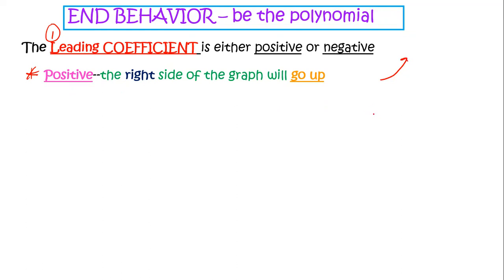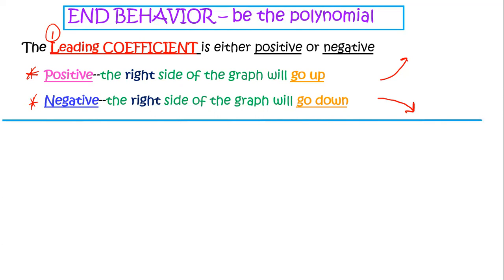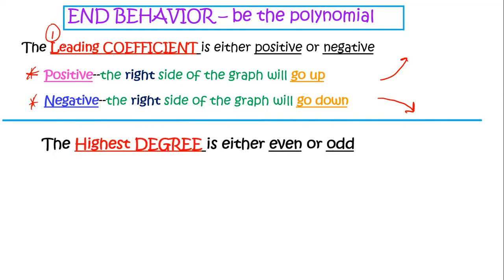So what do you think it means if your leading coefficient is negative? That means that on the right side, it's going to be going down. Okay. If it's positive, we're going up. If it's negative, we're going down. All right, that's step one. Step two to find the end behavior is to use your degree. So step two is to identify your degree.